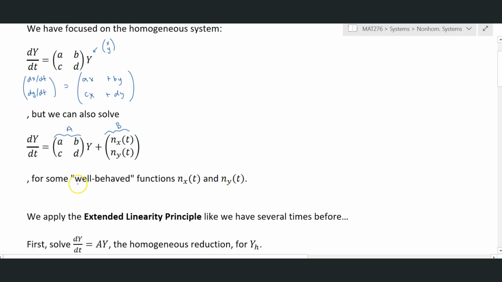Okay, we'll come back to this. What does well-behaved even mean? I mean, does it mean like it does its homework on time? What does it mean? So we'll come back to that in just a moment.